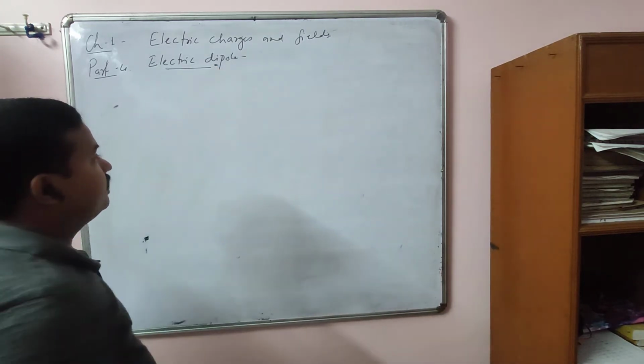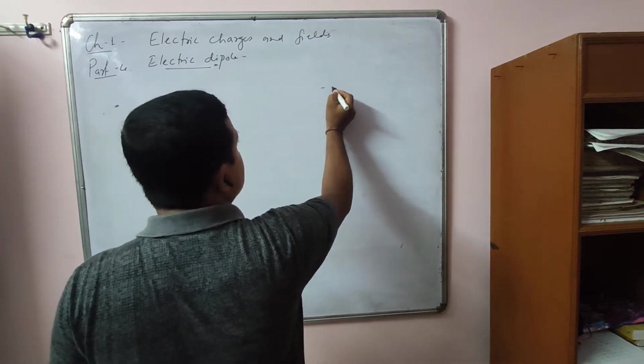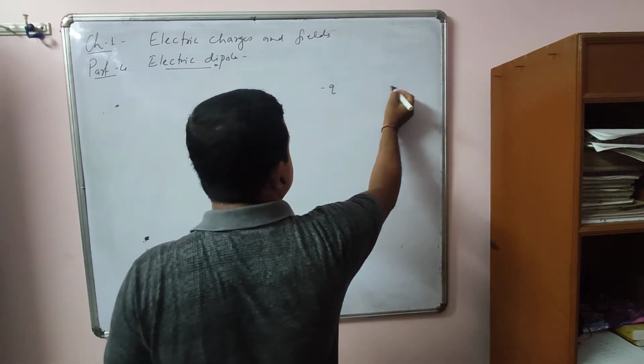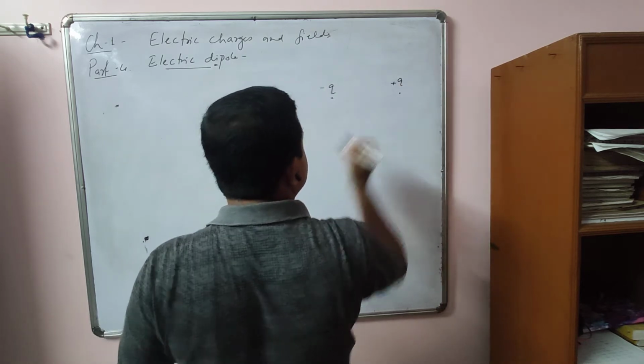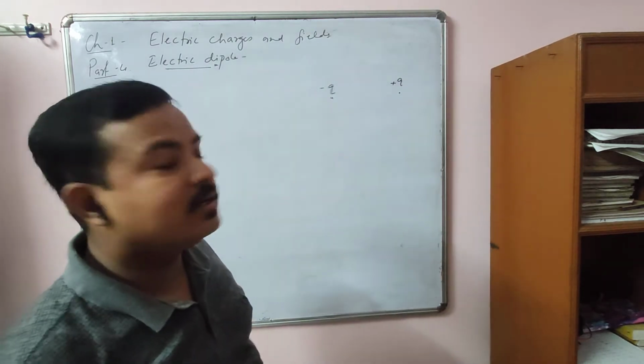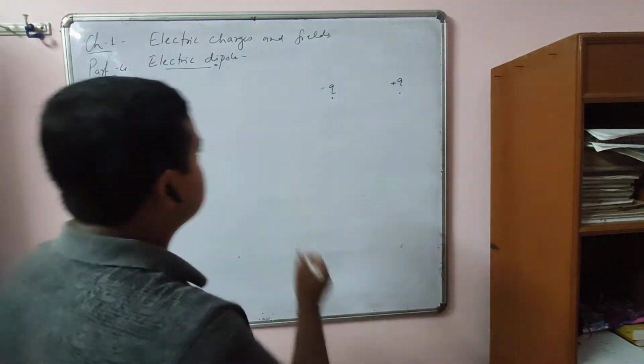So now, what is an electric dipole? Electric dipole means it is a combination of two equal and opposite charges. This is an electric dipole. Simply you can say it is the arrangement of two equal and opposite charges.